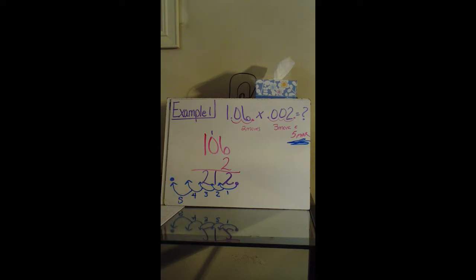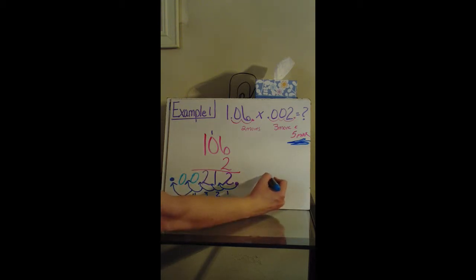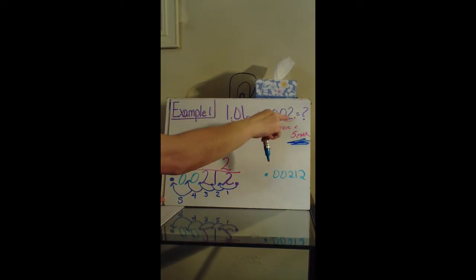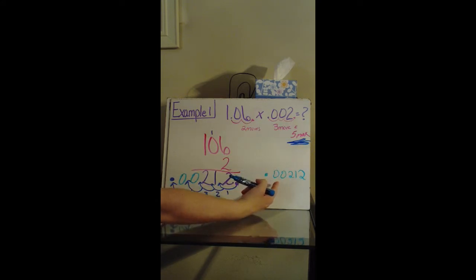So here is where my new decimal is at. And notice that I have 2 empty slots. And so the rule for those empty slots is to put zeros in them. So now I'm going to rewrite my number. I have 0.00212. So 1.06 times 0.002 is 0.00212.